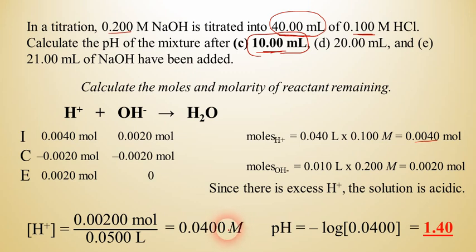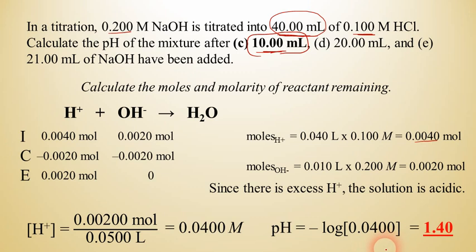Now that's interesting because we are about halfway to the equivalence point, and the pH has not gone up that much. It started out at 1.00, and we're still only at 1.40. So that's kind of interesting.